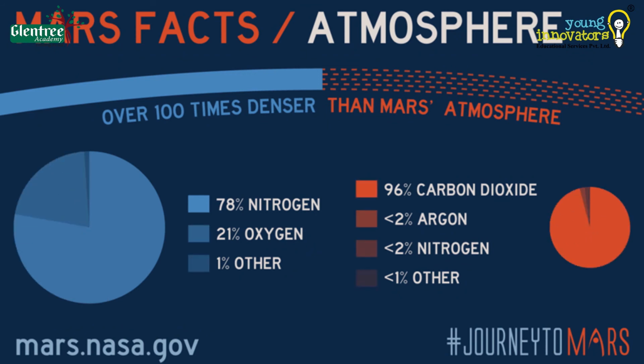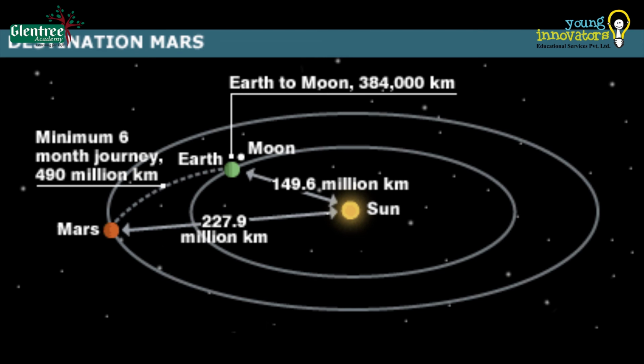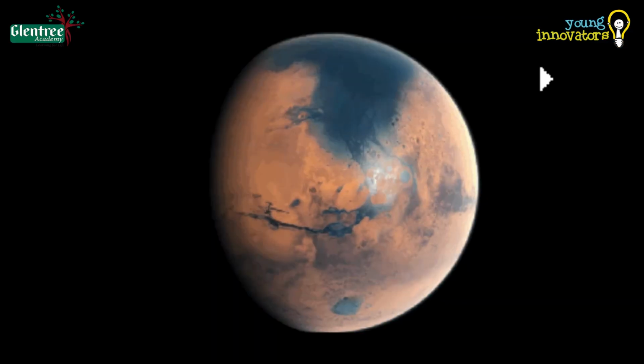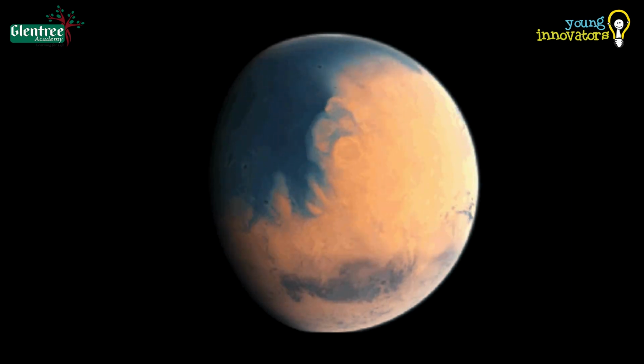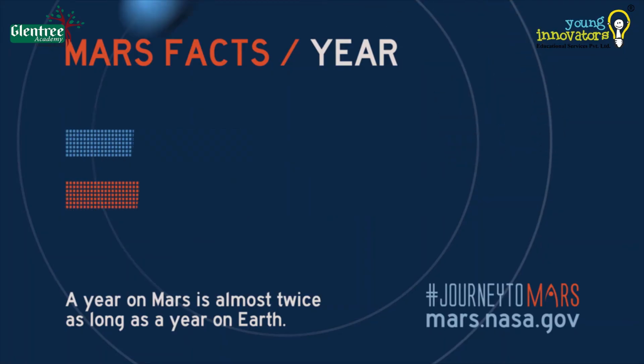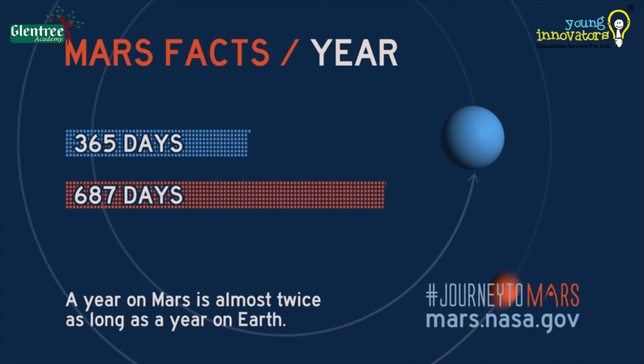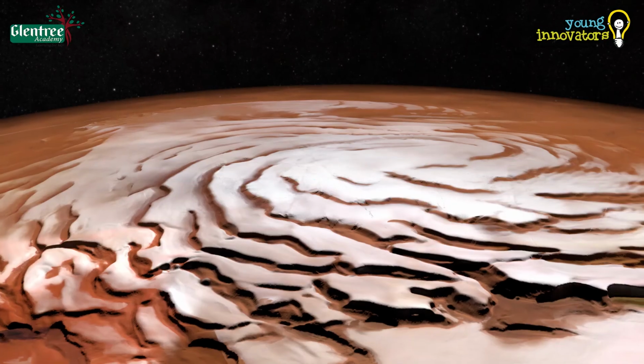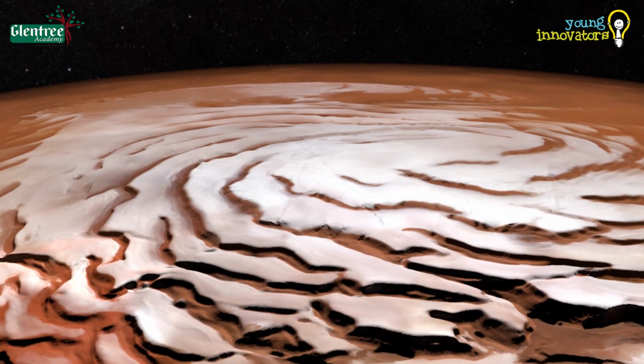Because of its distance from the Sun and thin atmosphere, its average temperature is about -63 degrees Celsius. The rotational period is about 24 hours 37 minutes and it takes about 687 Earth days to complete one revolution around the Sun. Large permanent polar ice caps are present on either side of the Martian poles, and scientists predict that there exists liquid water below these ice caps.